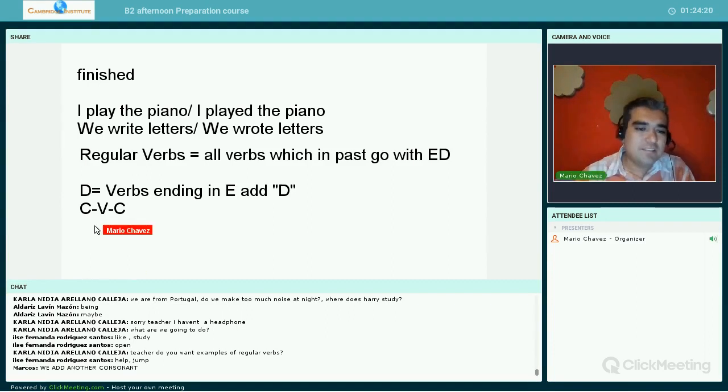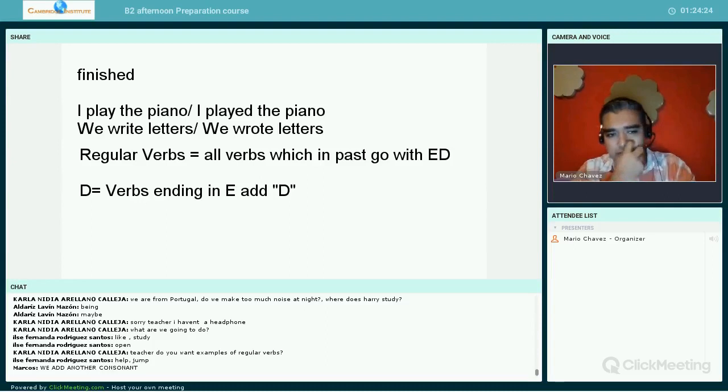We add another consonant. Great, Marcus. You're great. You always have the right answer. So for verbs ending in a consonant, vowel, consonant, we double the consonant. We double the last consonant. Great.